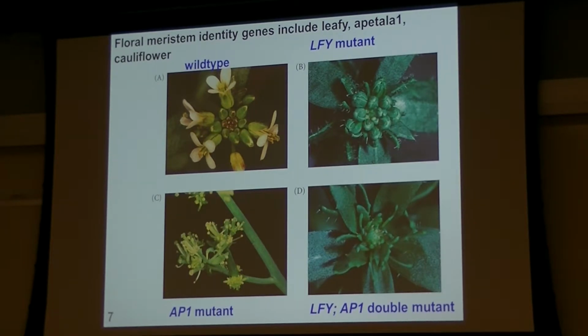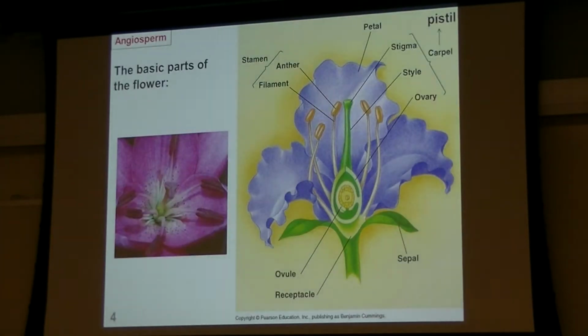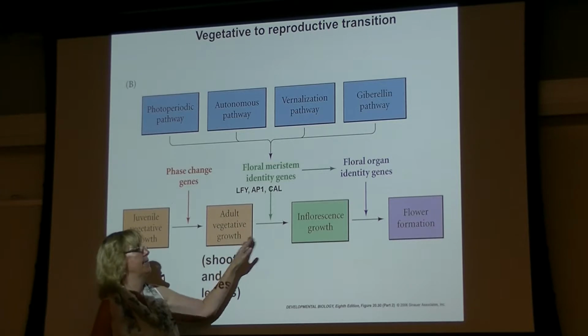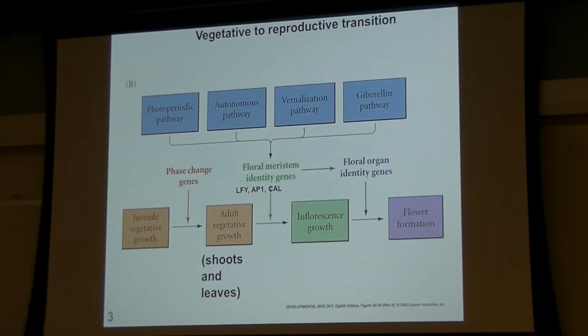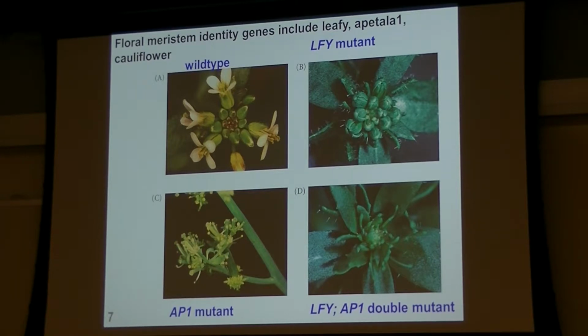So now we're going to look at this first group of genes, these here, the floral meristem identity genes necessary for this transition. And I'll show you what some of these mutant phenotypes look like. So up here in A, this is the wild type flower with its cluster of those simple flowers. And then B is a mutant in one of the floral meristem identity genes called leafy.